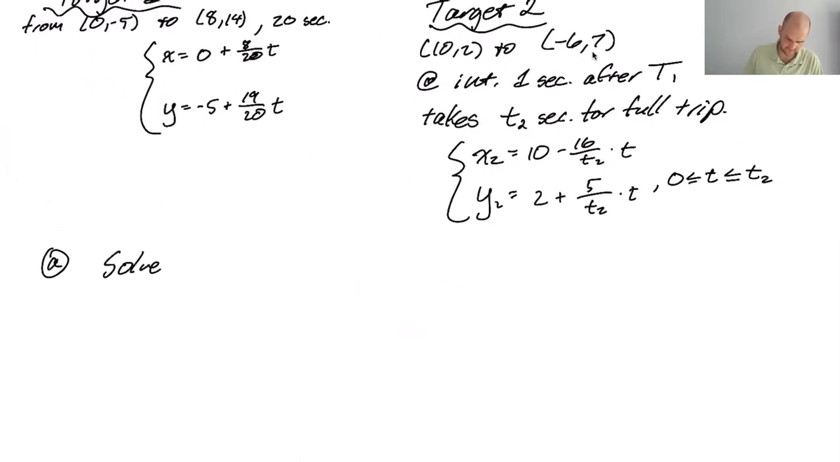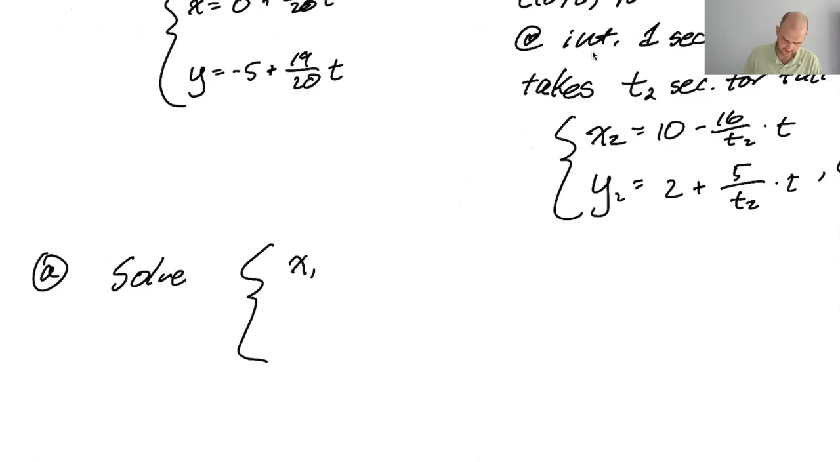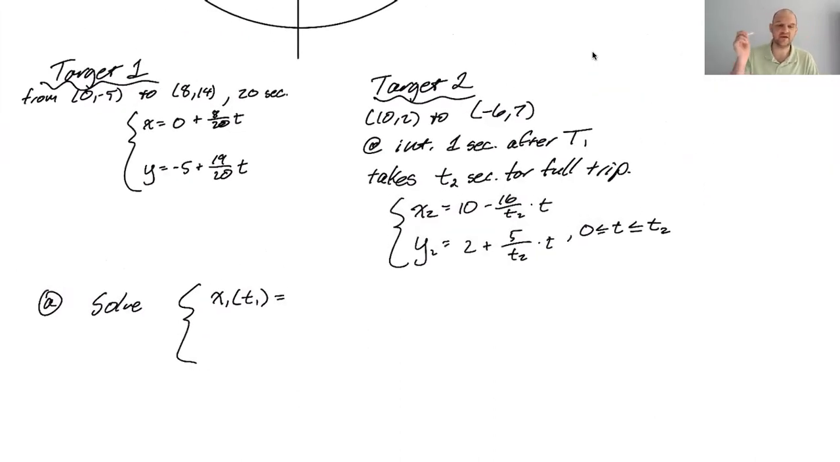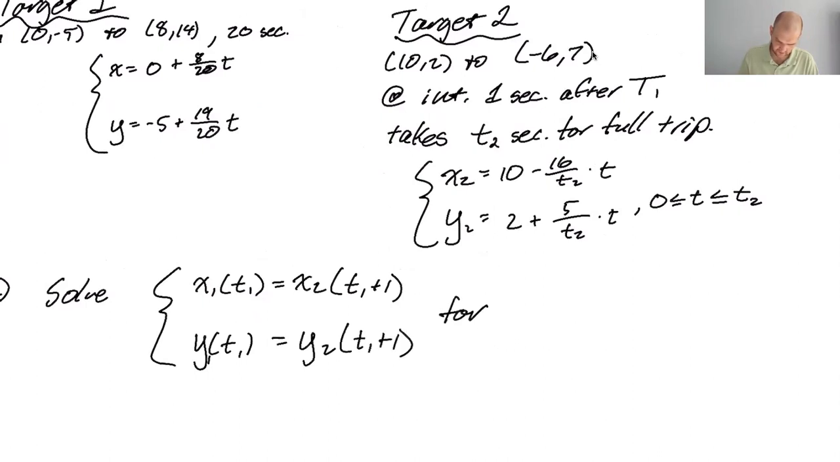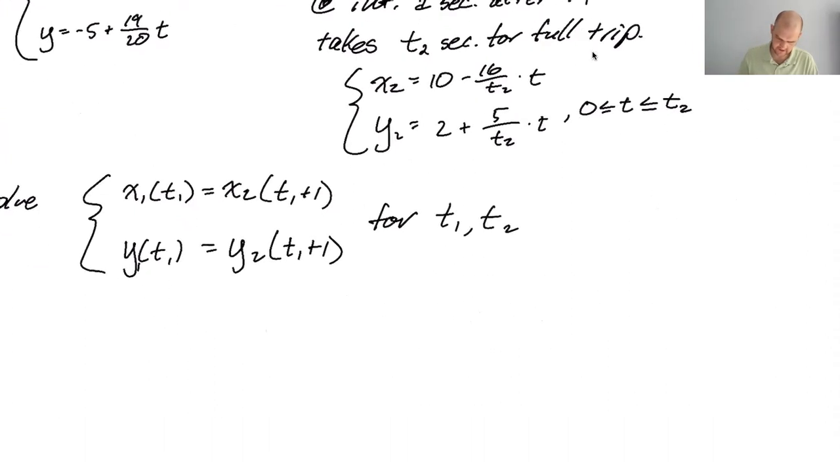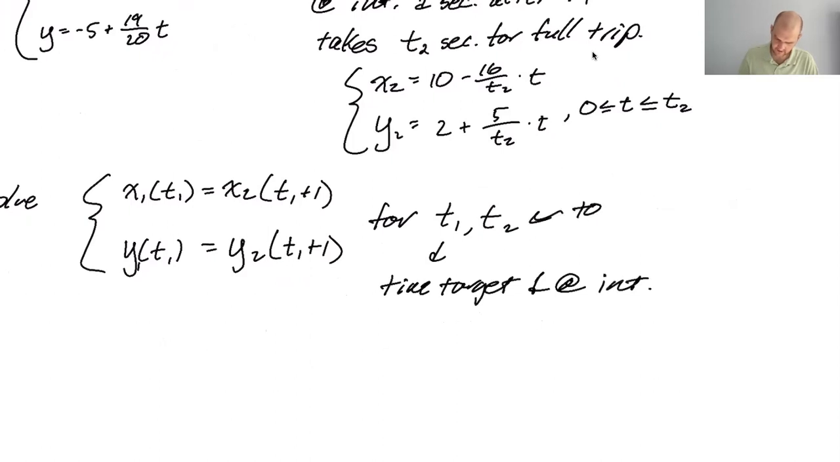For part A, we need to solve the system x1 of t1 equals, so what does it equal? When are they both at the intersection point? Target 1 is there at t1. Target 2 is there 1 second after target 1. So that's going to be x2 of t1 plus 1, and y1 of t1 equals y2 of t1 plus 1. And we will solve this for t1 and t2. t1 is the time target 1 is at the intersection, and t2 is the total time for target 2.